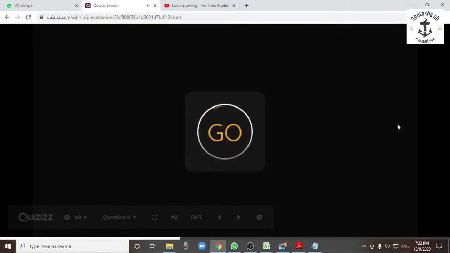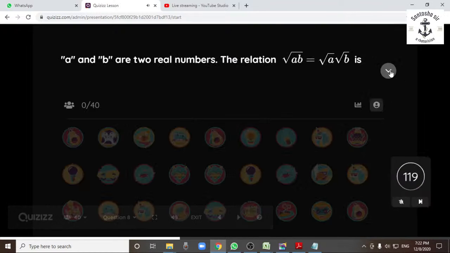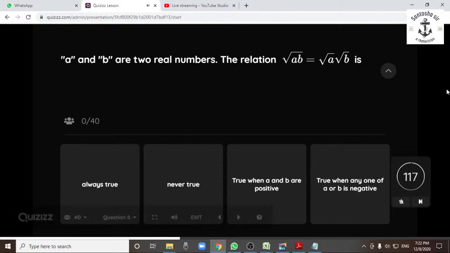Question number 8. A and B are two real numbers. The relation square root of AB equals to root A root B is what?